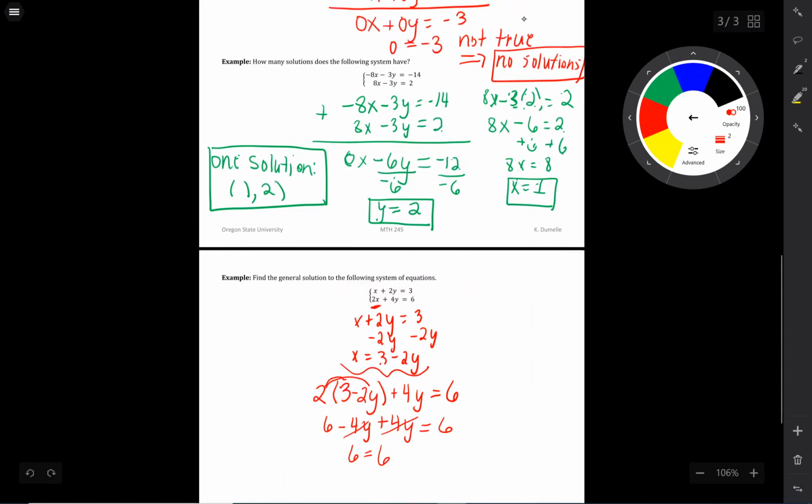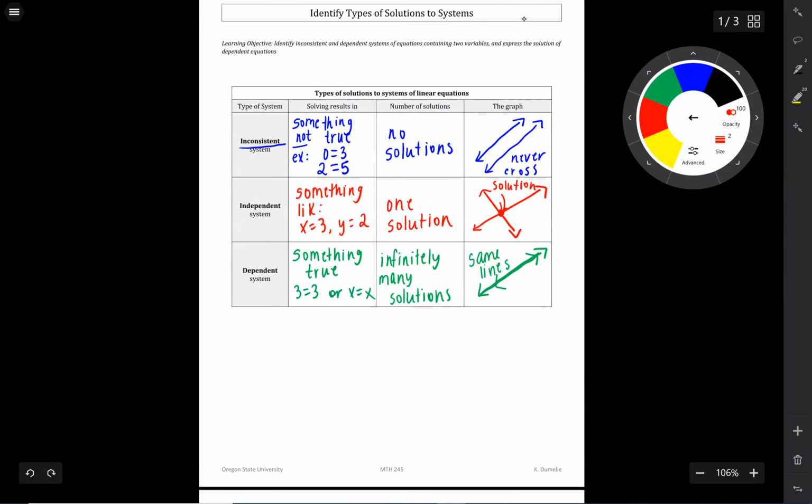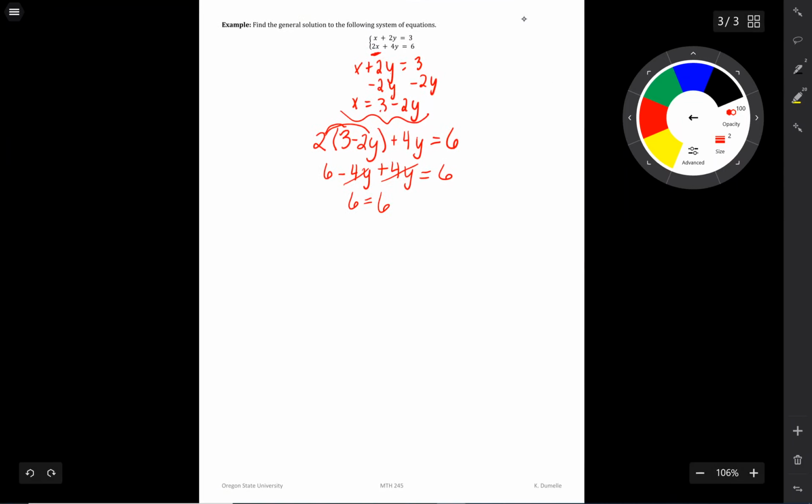So remember, if I go back up here, if I get something true, that means that it is a dependent system, and I have infinitely many solutions. So this tells me that I have infinitely many solutions.